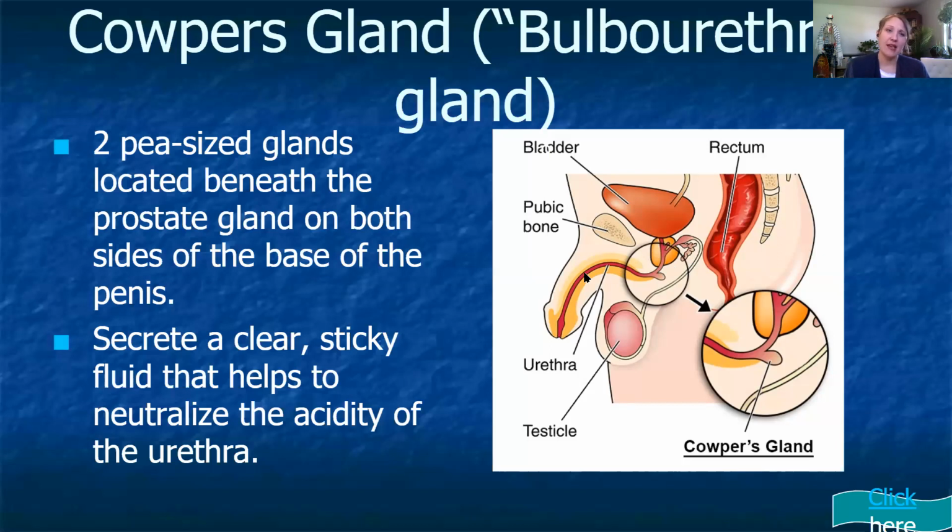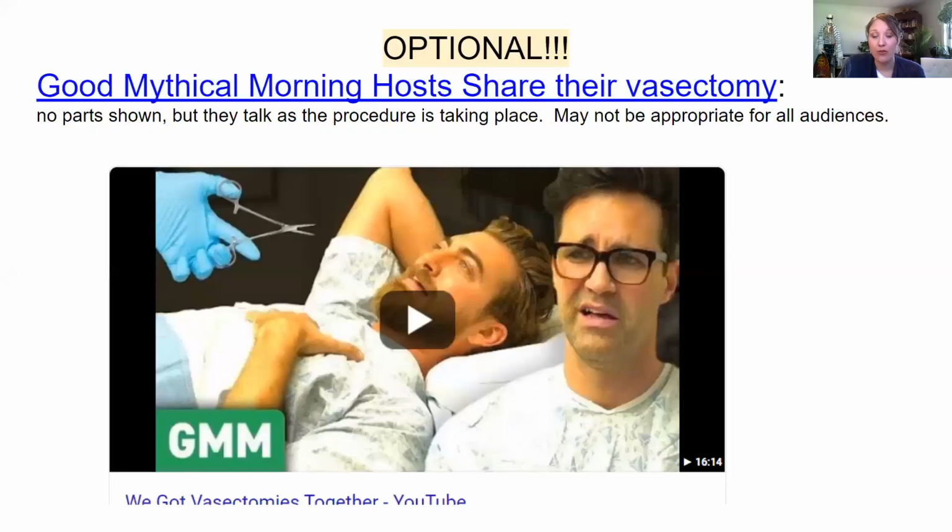And the Cowper's gland is basically to contribute that last 10% of the seminal fluid, and it's going to secrete this clear stick of fluid, and the Cowper's gland is really there and designated to help neutralize the acidity of the urethra. So every time that urine goes through the urethra, some remnant of that urine is left there. The Cowper's gland is to make sure that the sperm won't be affected by the remnants of whatever acidic environment would be in the urethra.